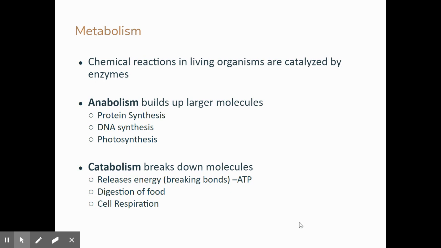And finally, metabolism. These are chemical reactions in a living organism, and they are catalyzed by enzymes. Enzymes are a type of protein. 2 types of metabolism. Anabolism builds up larger molecules. So if you ever heard of anabolic steroids, you can think of building up muscle. That'll help you remember it's building up things. So these are things that are synthesized, like protein, DNA, photosynthesis.